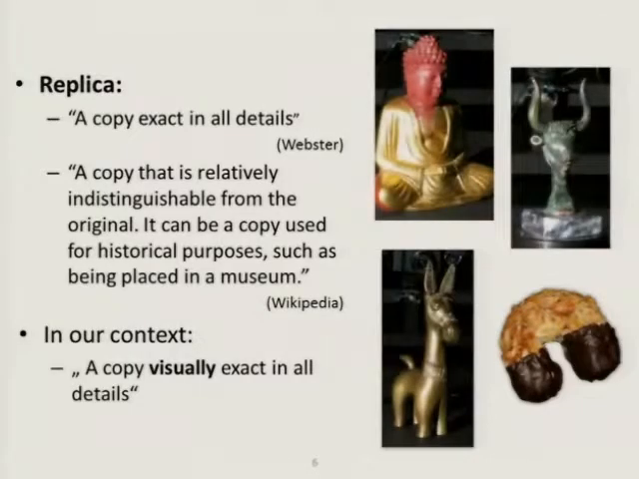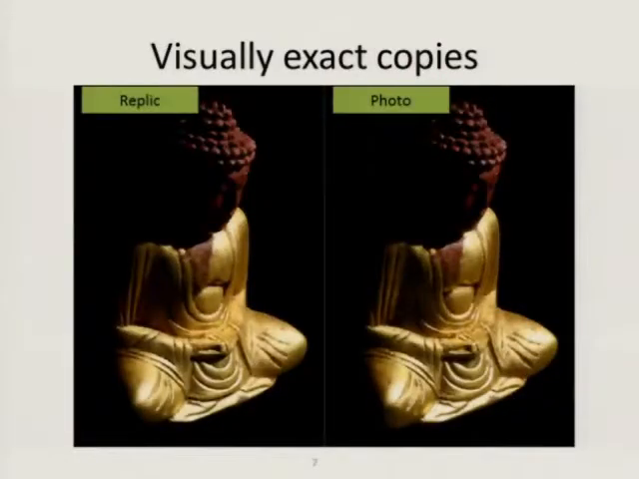And what should a replica be? If you look into Webster, for example, it's a copy, exact in all details. And in Wikipedia, you find it is relatively indistinguishable. And that's something I liked here, and I suggest using in our context a copy visually exact in all details. And what does this mean? What do I want to do? If I have a replica of an object and I compare it to a photo, it should be indistinguishable. Okay? But that's not so easy.